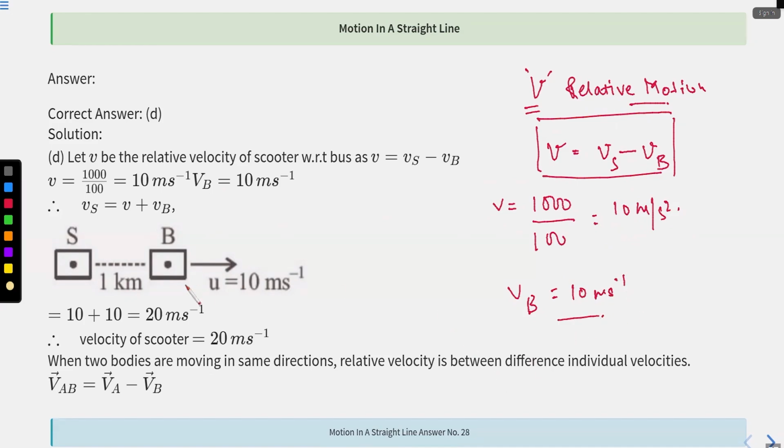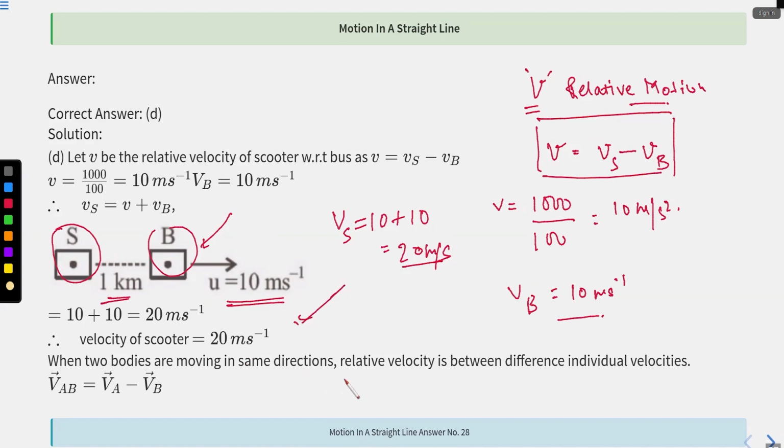Correct? Now this is a scooter. This is our bus. There's a separation of 1 kilometer. The velocity of the bus is 10 meter per second. Since it is 10 meter per second and the relative velocity is 10, vs is equal to 10 plus 10. You just shift the linear equation. So that is 20 meter per second. This is what they have given us here.